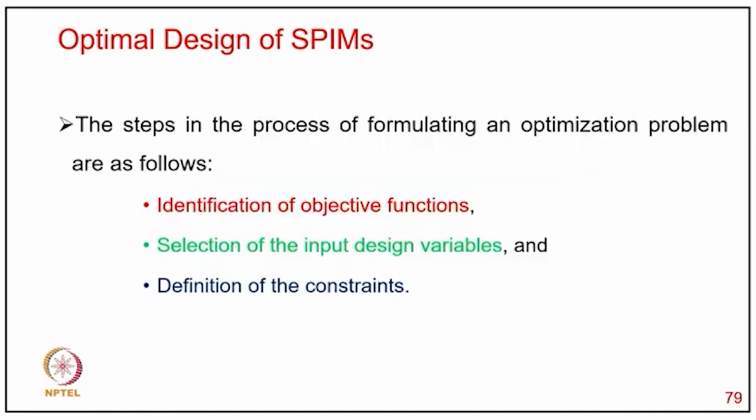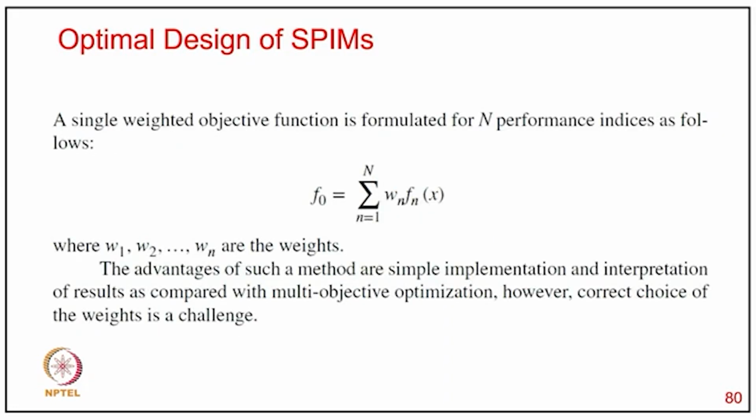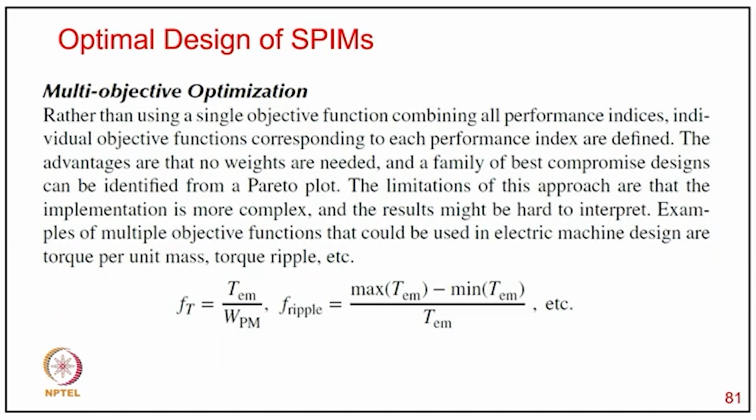The steps in the process of formulating an optimization problem are identification of the objective function, selection of input design variables and definition of the constraints. You can call it a single weighted objective function formulated for n performance indices as follows: f0 equals the sum for n equal to 1 of Wn Fn as a function of x, where W1, W2 are the weights. The advantages of such a method are simple implementation and interpretation of results as compared to multi-objective optimization. However, correct choice of the weights is really a challenge here. So now coming to multi-objective optimization.